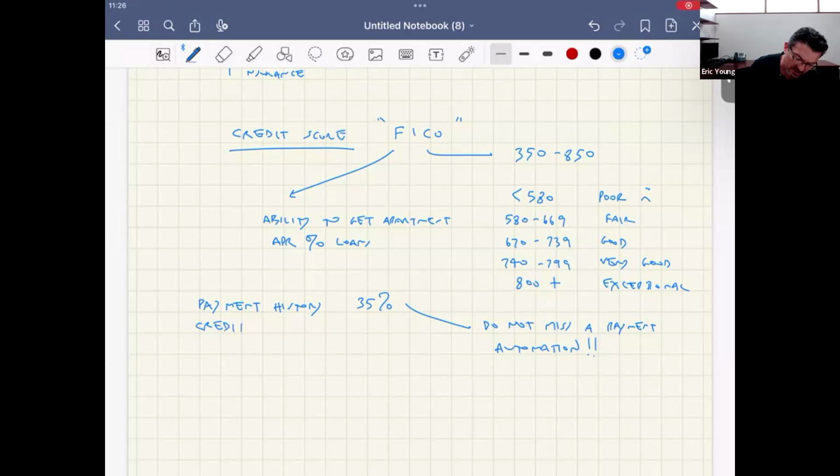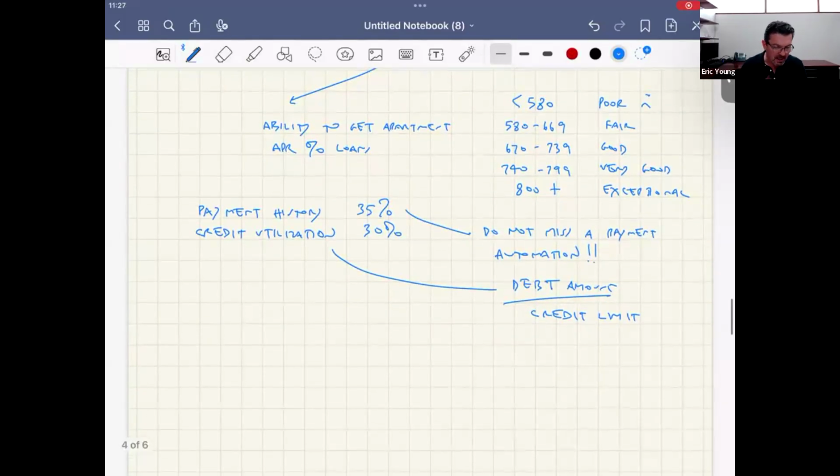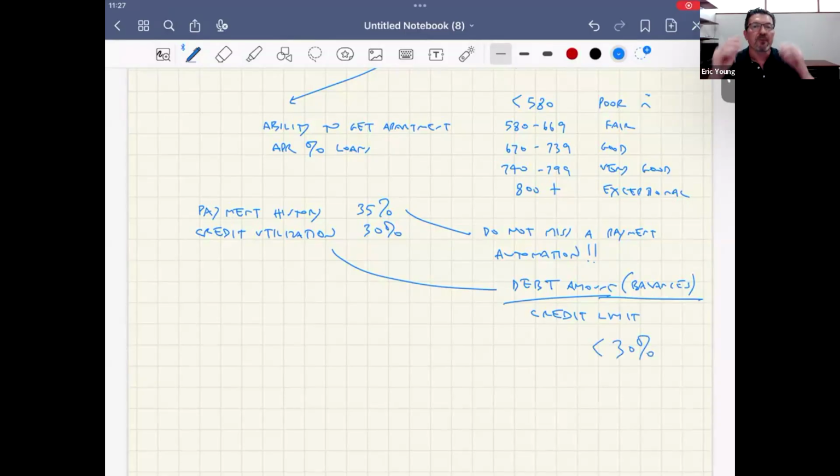Number 2, credit utilization. Credit utilization is 30%. This refers to your total debt amount divided by your credit limit. I guess we can also call that your credit card or your debt balances divided by your credit limit. Banks want to see that below 30%. So if you have a credit limit of $10,000, you want to keep your debt load below 3,000. Okay, 30% is like the magic cutoff rate to get a good mark here.